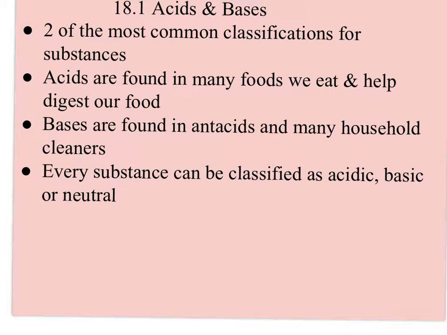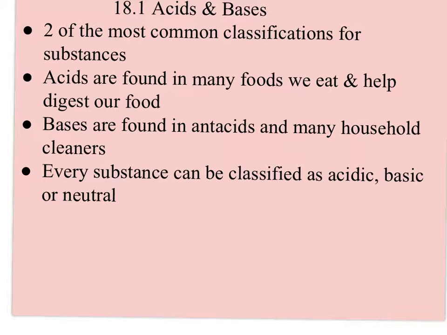Welcome. In this video, we're going to start looking at acids and bases. This is from section 18.1 of our Glencoe textbook. Acid and base are two of the most common classifications for a substance, and every substance can be classified as being acidic, basic, or neutral if it's neither.